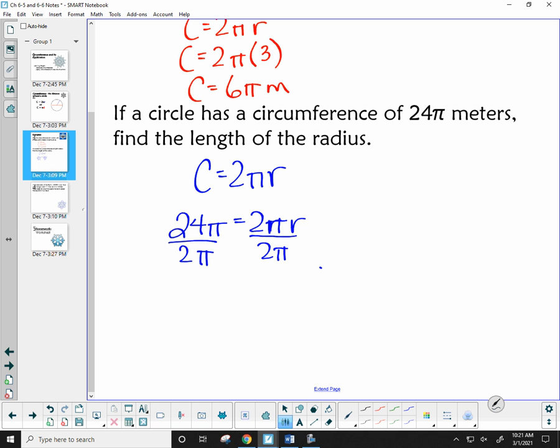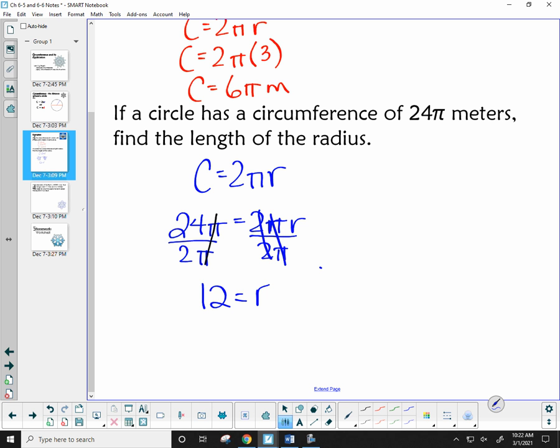So pi divided by pi, that's a unit of 1. And 24 divided by 2 is 12. So my radius there is equal to 12. So this is one of those where my circumference would have been some ugly decimal. I wouldn't necessarily recognize that if I divided by pi, that would have my radius there. Okay, so sometimes it simplifies things for us. Any questions on those?